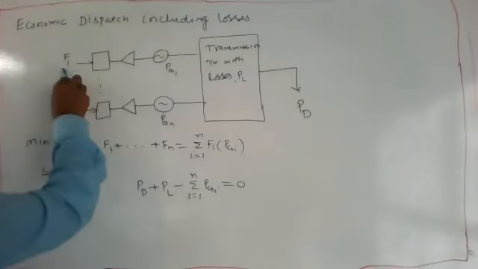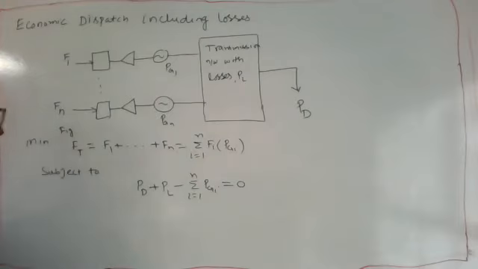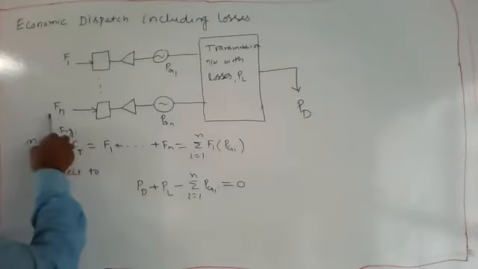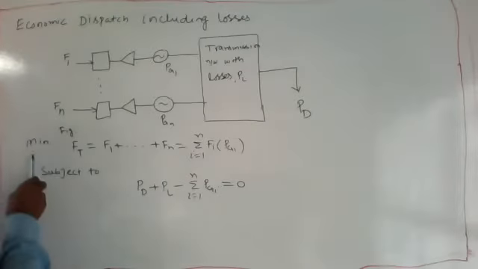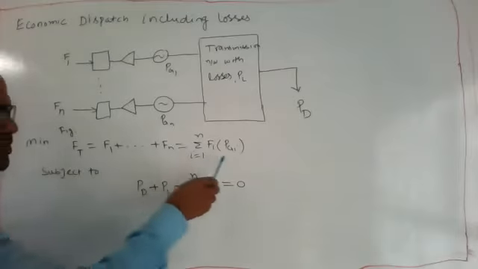If this cost increases, meaning fuel increases, then Pg1 will increase. Similarly for Fn, Pgn will increase. If you increase F, then Pgn will increase. So what is your total cost? This is your total cost, which depends upon Pgn.